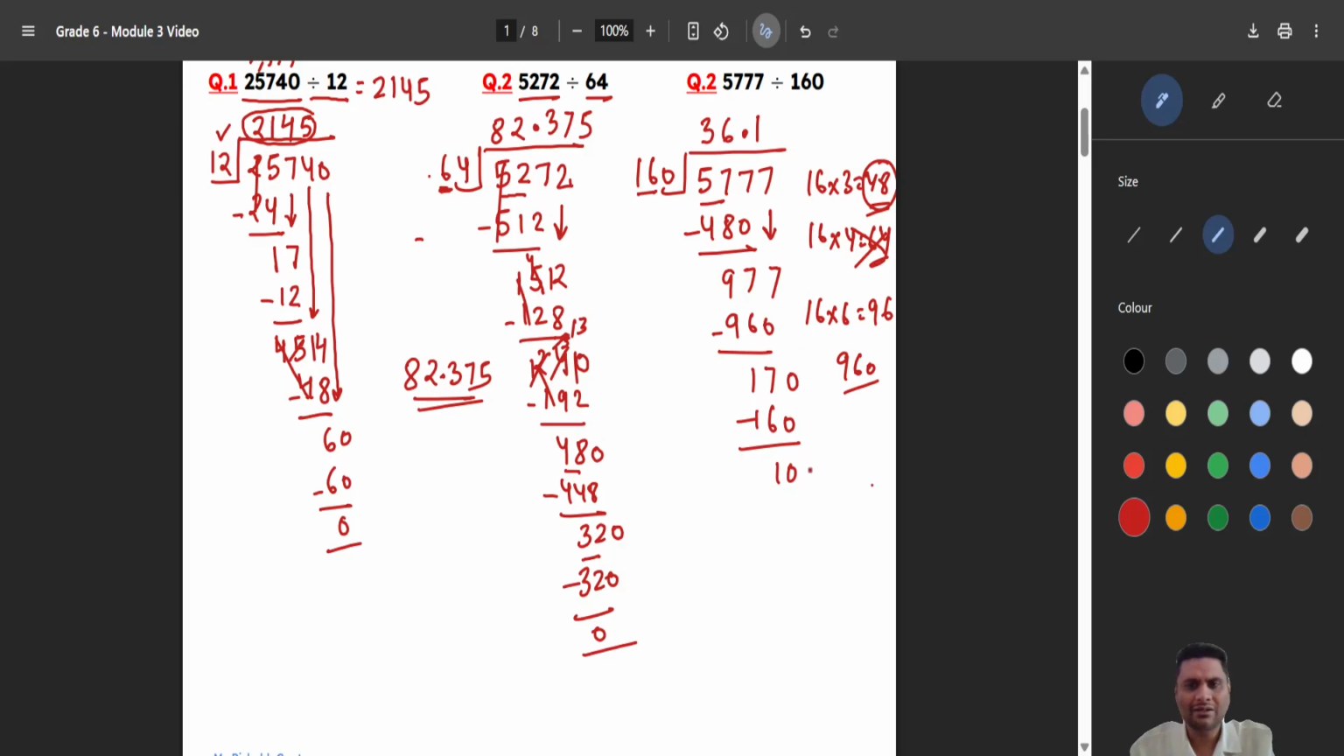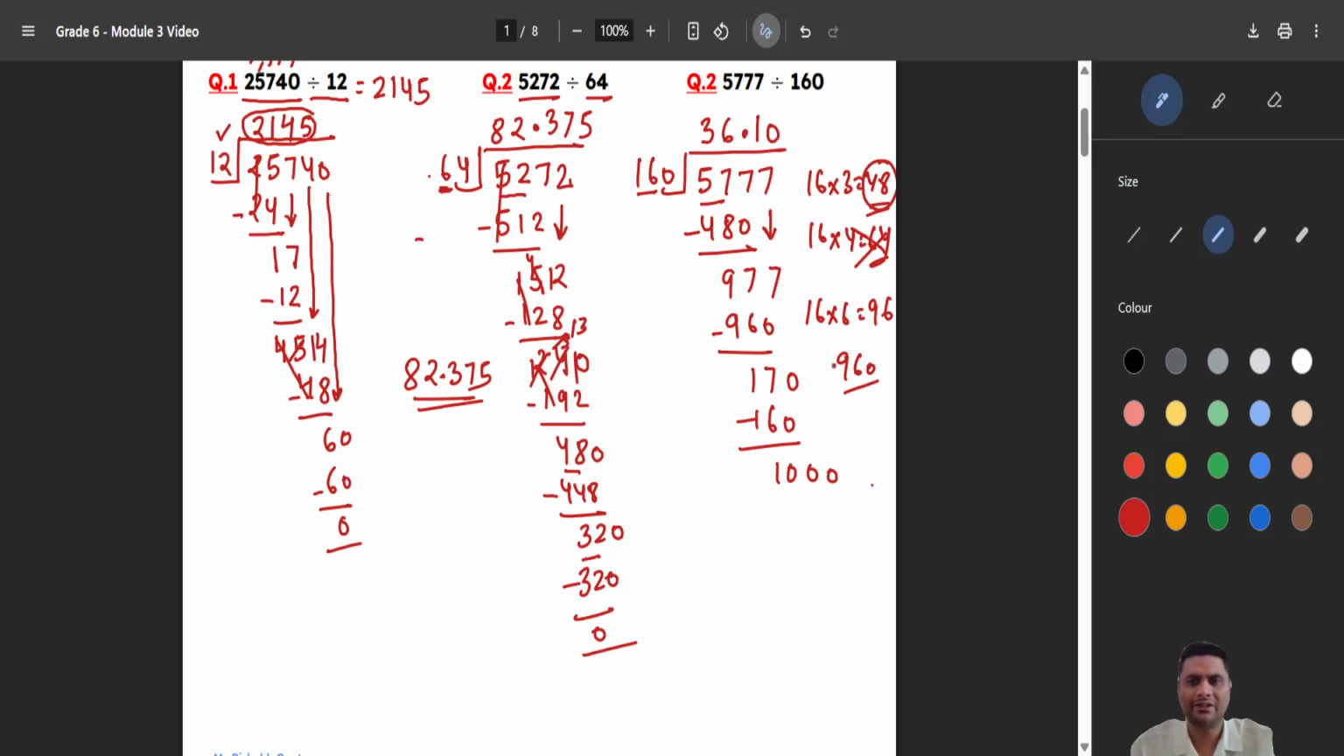I have the decimal, I can put a 0. But check, I got 100 here, right? But 100 is still smaller than 160. So I need one more 0 here to make it bigger. When you need one more 0, an extra 0, the second 0, then you have to put a 0 in the answer also. Remember, with the help of the decimal you can put only one 0. For the second 0, you have to put a 0 in the answer also.